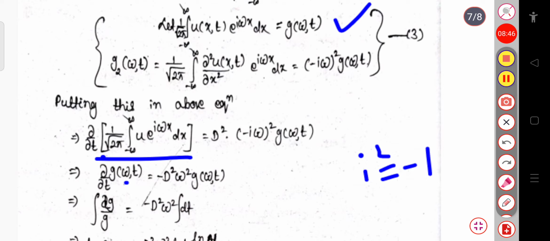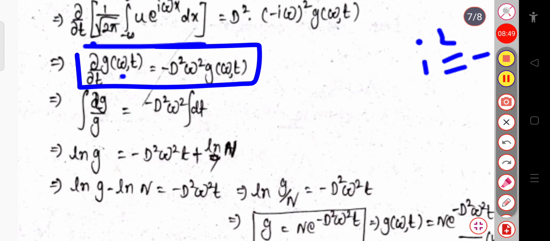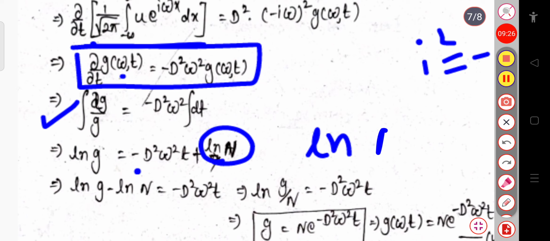I can write the g value directly, or I can solve this equation. If I take this g term to the left hand side, this will be dg divided by g equal to minus d squared omega squared, and dt will come to the right hand side. Now if I integrate both sides, dg by g integrates to ln g, and that will be equal to minus d squared omega squared, the integration over dt is t, plus some integration constant. Suppose I write ln n as my integration constant.